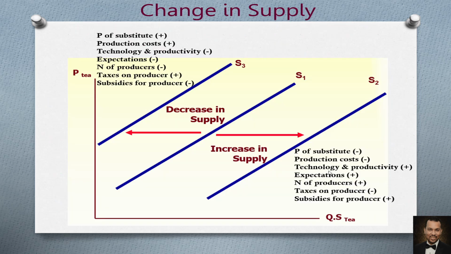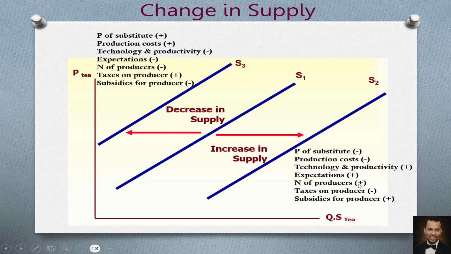In this figure we talk about an increase in supply, from the original supply curve S1 to S2. Why? Maybe the price of substitute decreased, all the other factors constant. Maybe production costs decreased. Maybe technology and productivity increased. Maybe good expectations for producers. Maybe the number of producers increased.